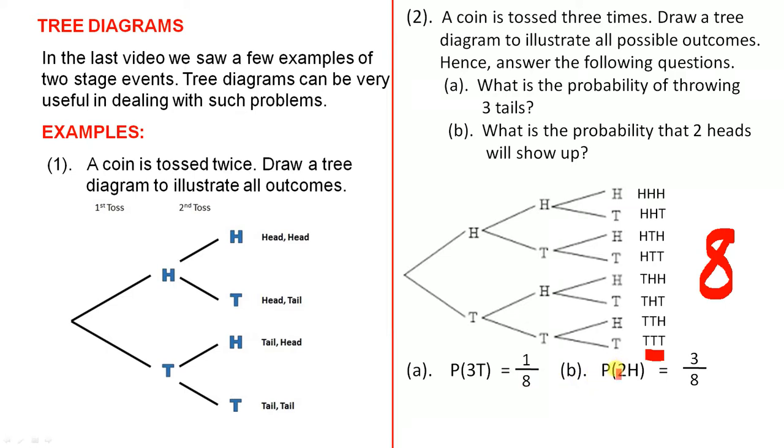Now, the probability of 2 heads, it doesn't matter what order. Let's have a look where that occurs. That occurs once there, and once there. So there are 3 occasions where 2 heads occur, so that probability is 3 over 8.